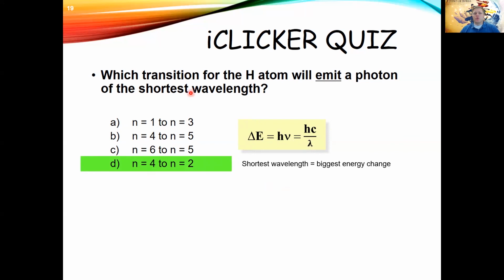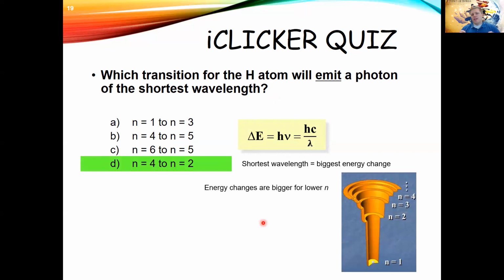So if you remember, shorter wavelengths correspond to higher energy. So photons with shorter wavelength have a higher frequency, higher energy. They're going to then result from the largest drops in energy of the electron, so the electron giving up the most energy. And that's why I went with the bigger transition. So if I asked which emitted a photon of the longest wavelength, then it would be, of course, C.